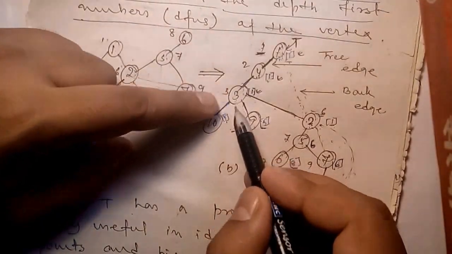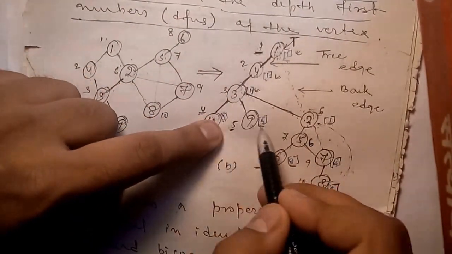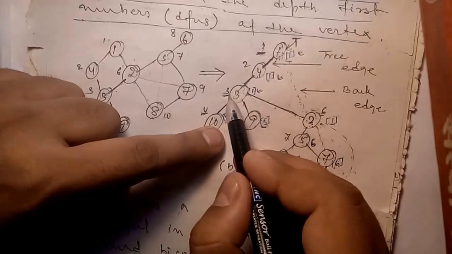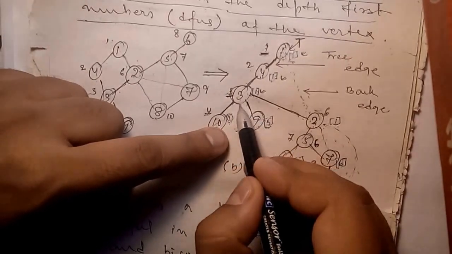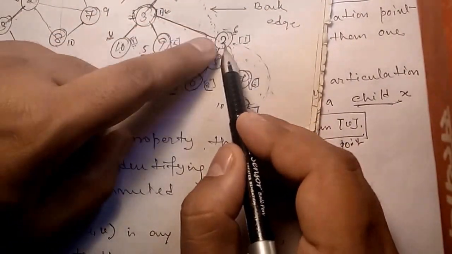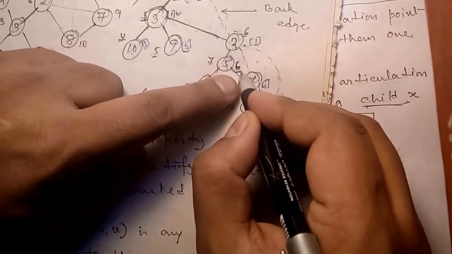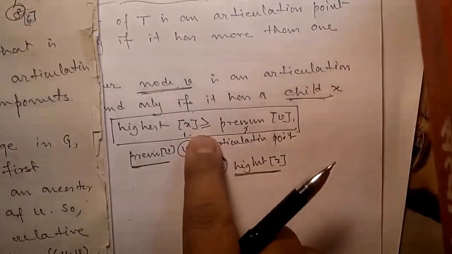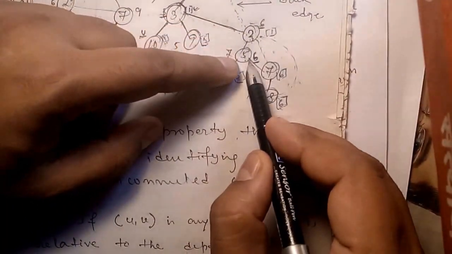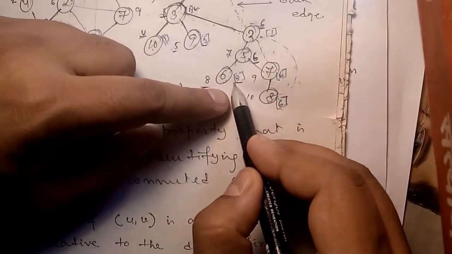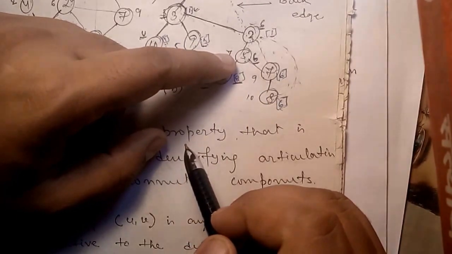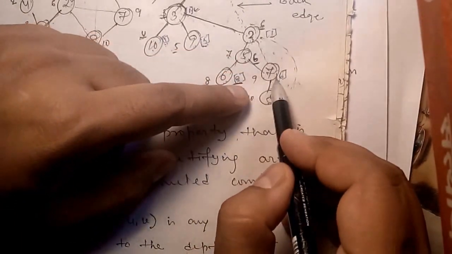Similarly here, the children are 10 and 9, their highest values are 4 and 5, which are more than the prenup value of 3. So highest of 10 is more than prenup value of 3, so 3 is an articulation point. Similarly, you can see the child of 2 is 5, its highest value is 6, which is greater than or equal to 5, so 2 is an articulation point. Similarly 5, its children 6 and 7, the 8 value is more than 7, so 5 is an articulation point. Similarly 7.